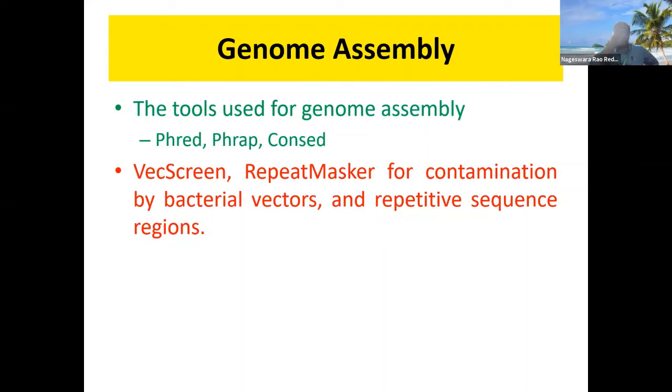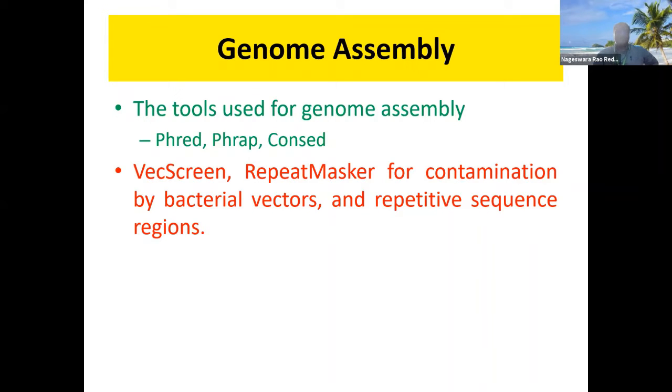And what did we use? The tools used for genome assembly are PHRED, PHRAP, and CONSED. PHRED is used for checking the quality of the base calls. PHRAP is used for assembly of the reads into contigs. And CONSED is used for assembling the contigs into supercontigs and finishing the genome.